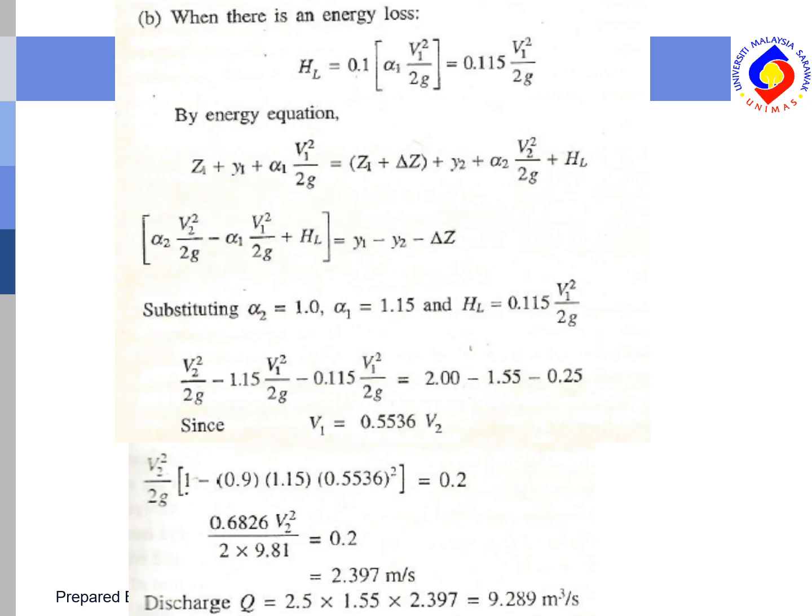V2 is 2.397 meters per second. Hence, the discharge Q will be equal to 2.5, which is the width, multiplied by 1.55, which is the flow depth at section 2, then multiplied by V2, which is 2.397 meters per second. This will give you your Q as 9.289 meter cube per second.